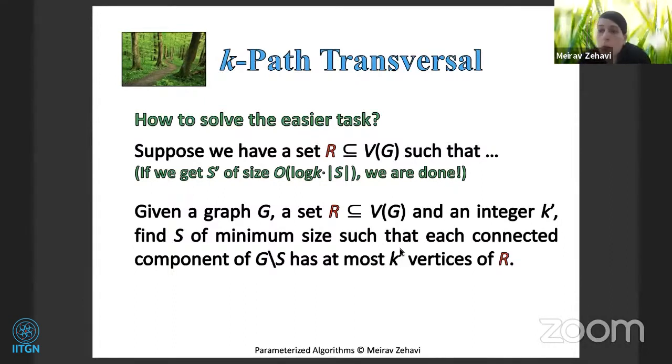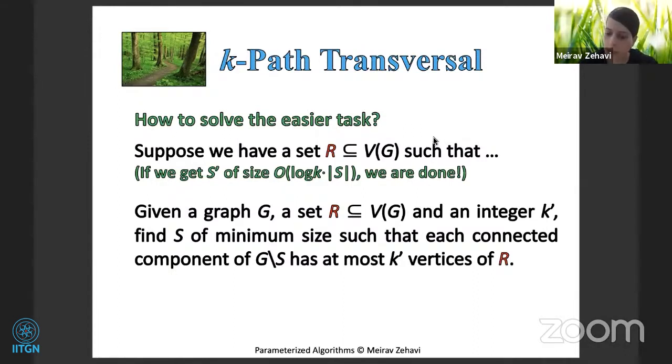What we know because of the existential claim, the second property, is that if we look at our instance with G, R that we found, and k prime equal to k to the power of 3, then this instance has a solution of size order opt. This is exactly what the second property says. So there exists a solution of size order opt for this problem.